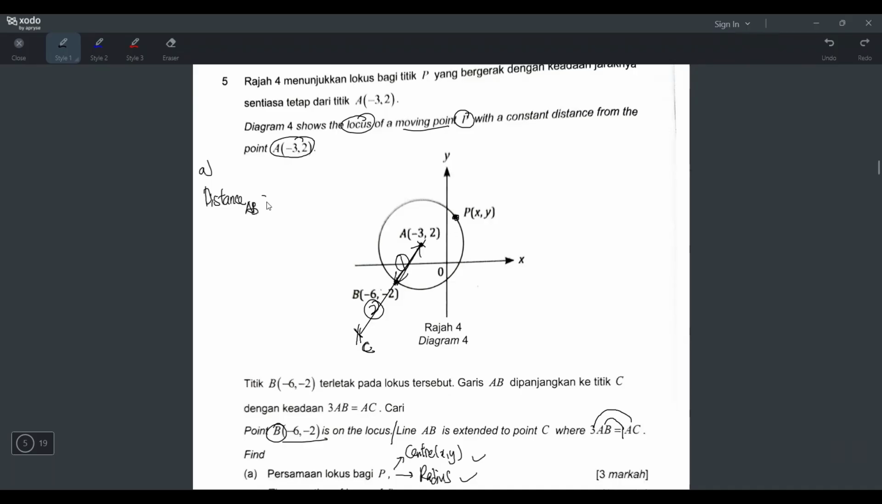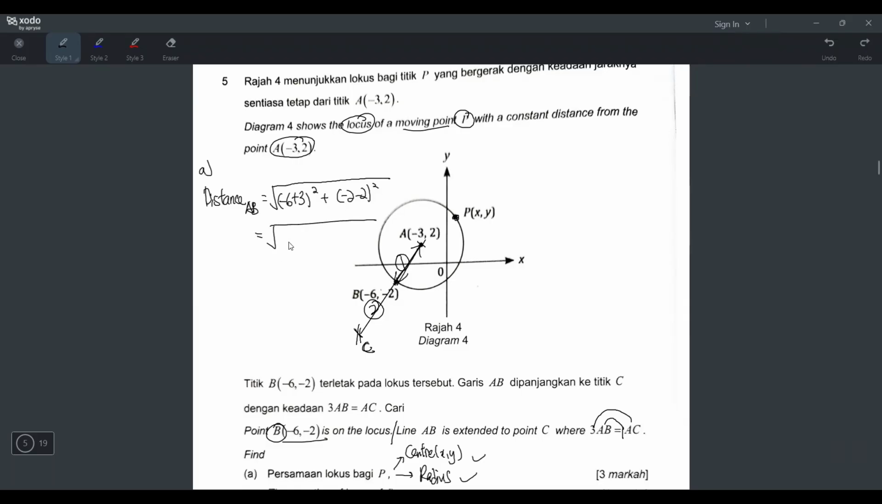Okay, so I'll write distance AB here, and now I will start finding the distance. The distance formula is square root of bracket squared plus bracket squared. In the first bracket, you write x minus x, so negative 6 minus negative 3, which is negative 6 plus 3. In the other bracket, you write y minus y, which is negative 2 minus 2. This is how you find the distance AB.